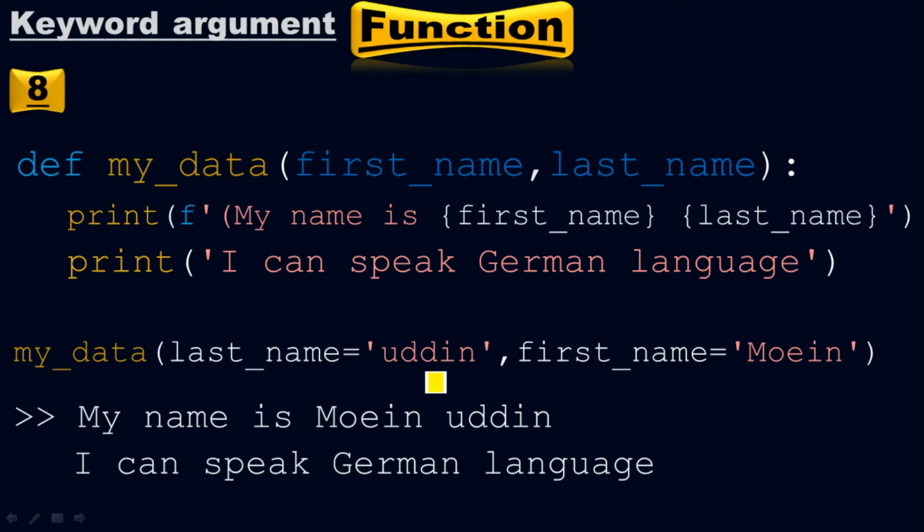But make sure, don't forget, order matters in the positional argument. For example, if you skip this last name and skip this first name, you simply put Udin, comma, Moein, you will get Udin Moein, because Udin and Moein are the positional arguments. But right now we have keyword arguments. The parameter followed by the argument is what we call the keyword argument. So I hope it is very much clear now.